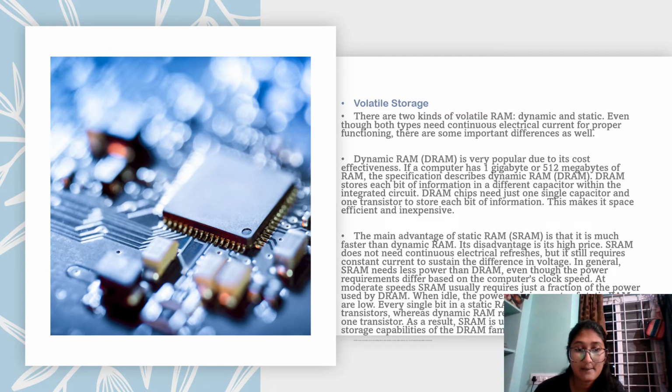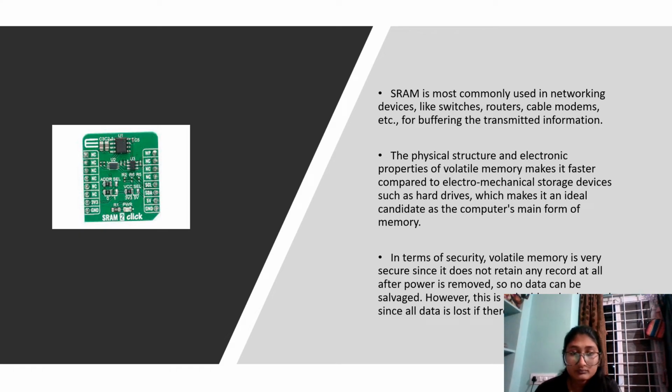In general, SRAM needs less power than DRAM, even though the power requirement differs based on the computer clock speed. At moderate speeds, SRAM usually requires a fraction of the power used by DRAM. It is most likely used in devices like switches, routers, cable modems, etc. for buffering and transmitting information.